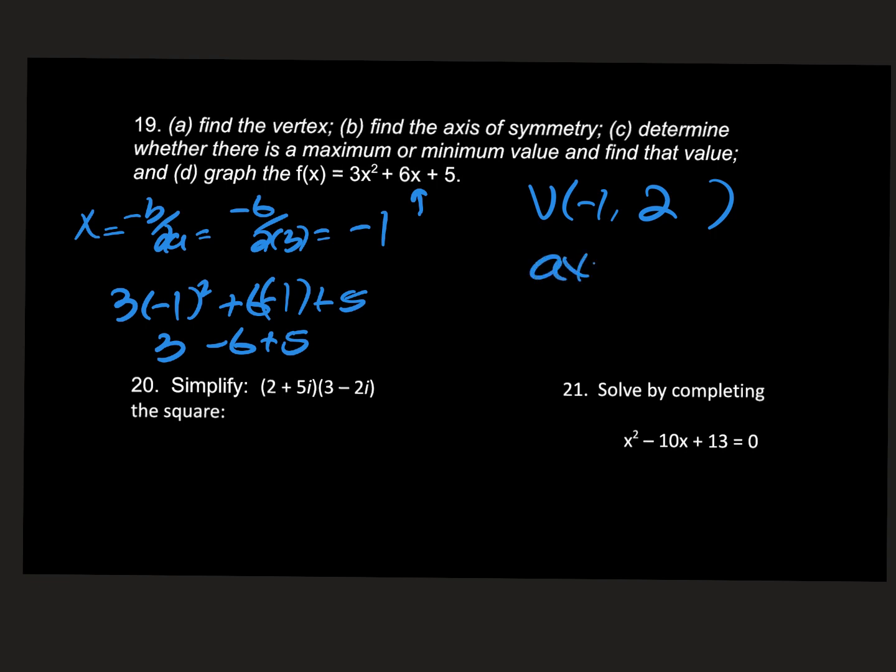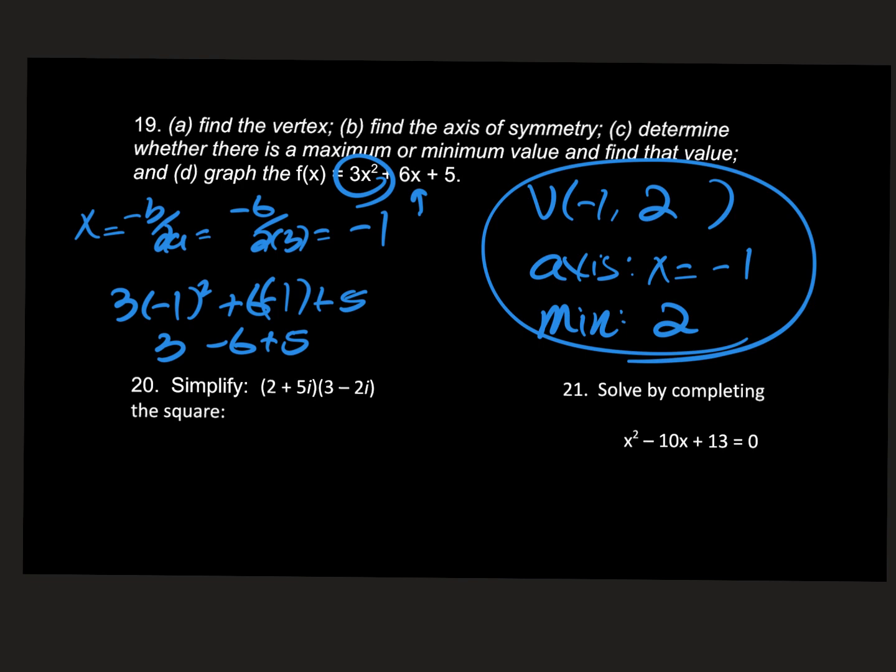My axis, don't forget x equals, because it's a vertical line, is negative 1. Your max or min, because that's a positive 3, it opens up, which means it has a min, and the min is the y coordinate of the vertex, which is 2. So there's the 3 answers I need for 19. 2 more and we're done here.